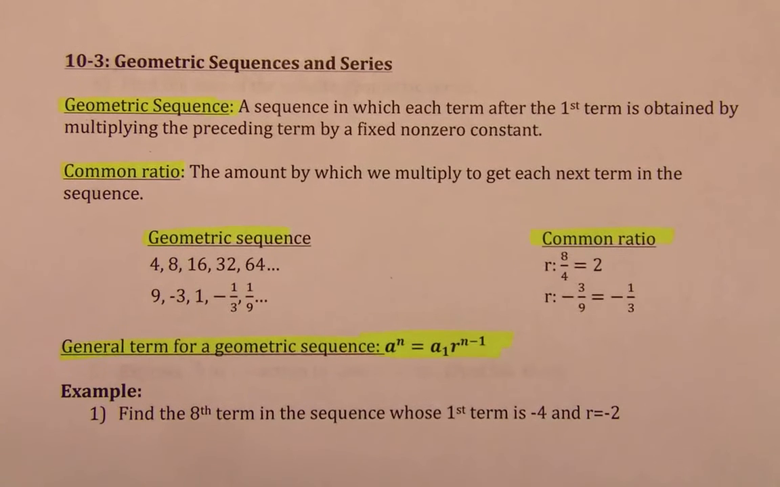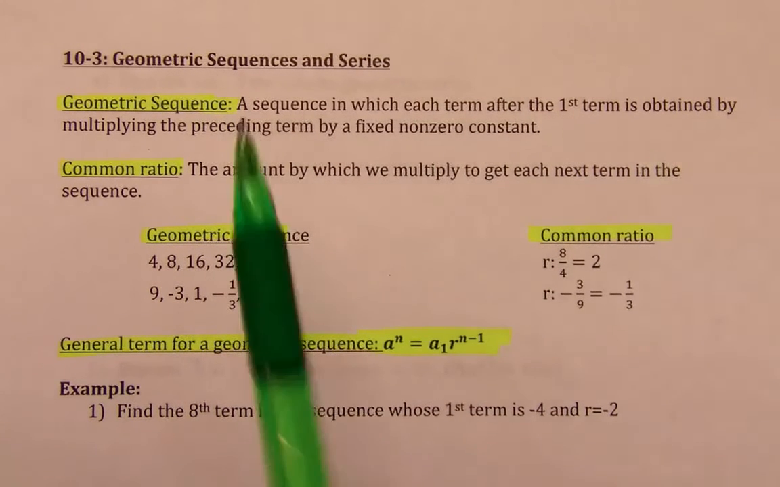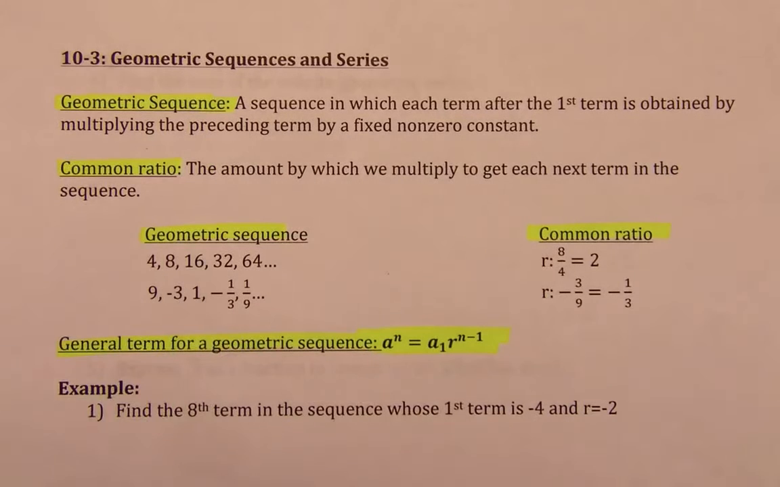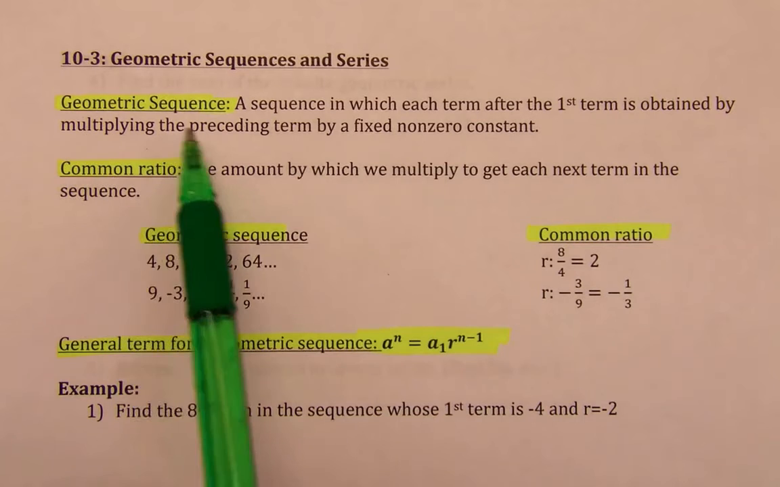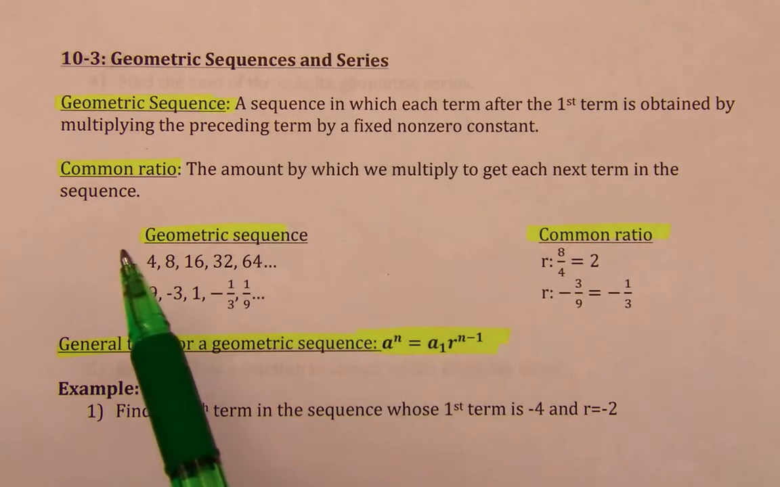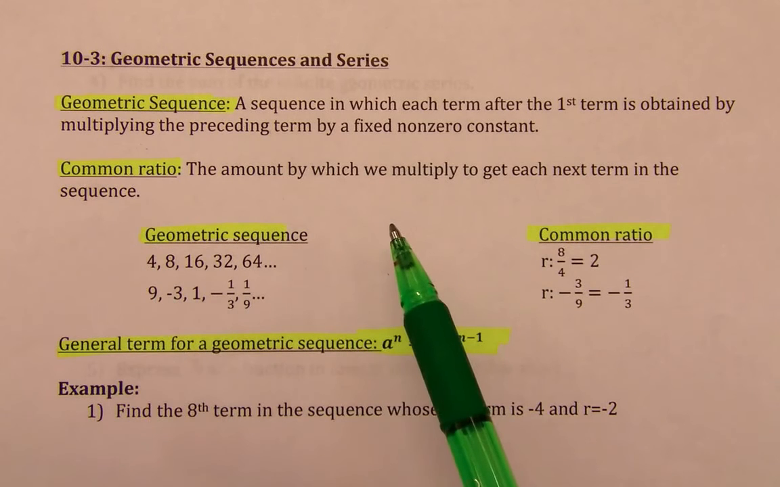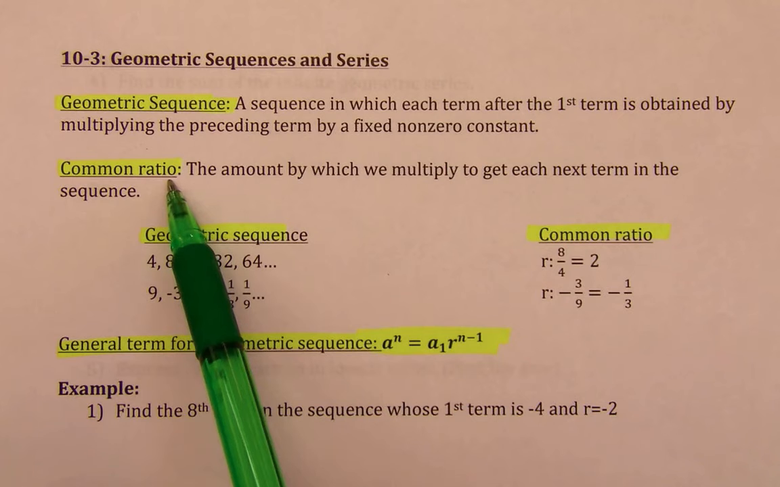Okay, so this is 10-3, and now we're going to be switching to geometric sequences and series. Now, a geometric sequence is different than an arithmetic sequence. With geometric sequences, from one term to the next, we're multiplying instead of adding. And so instead of having a common difference, now we have a common ratio.